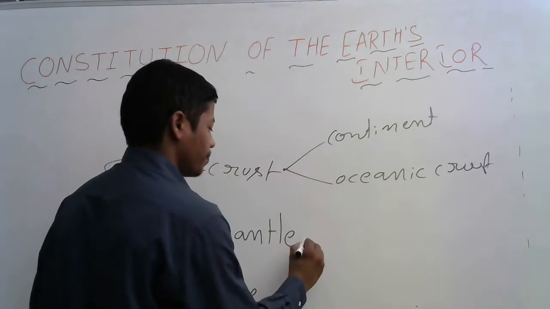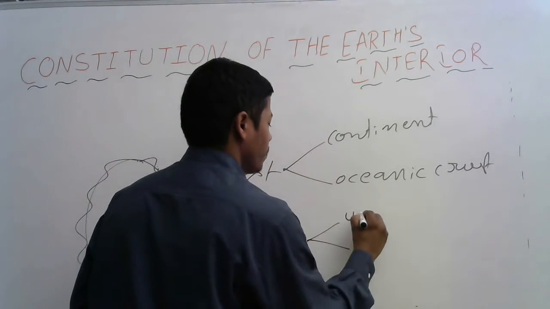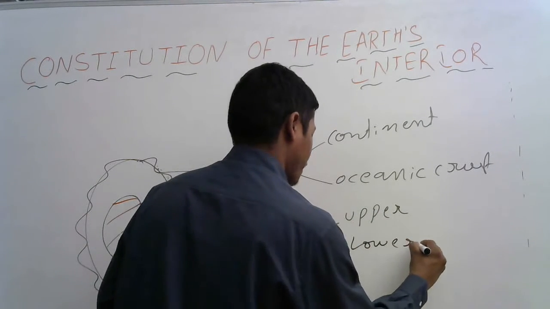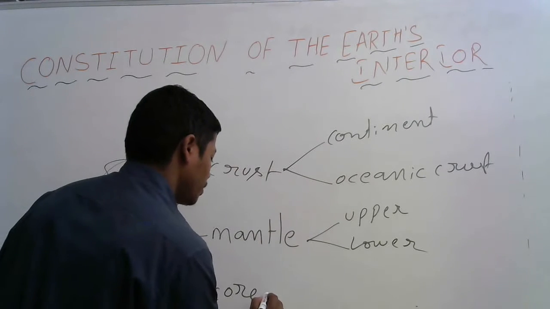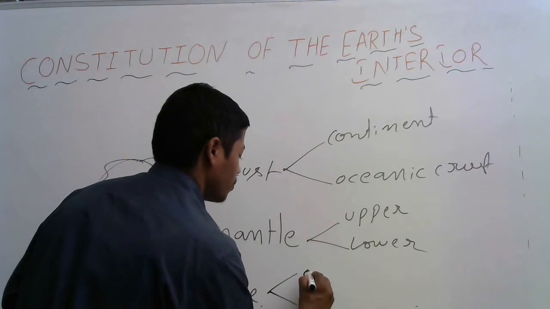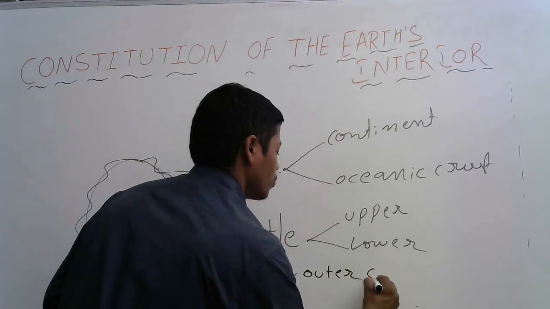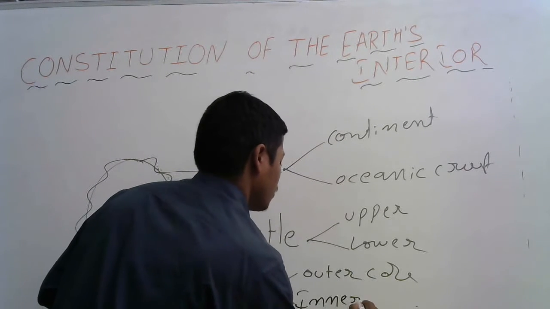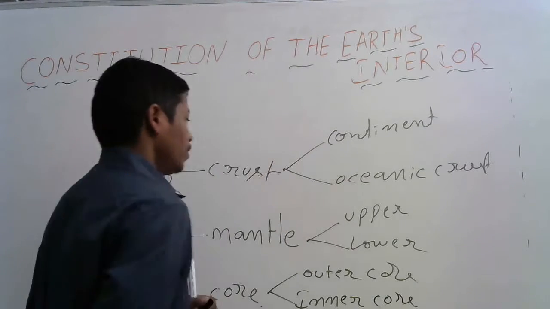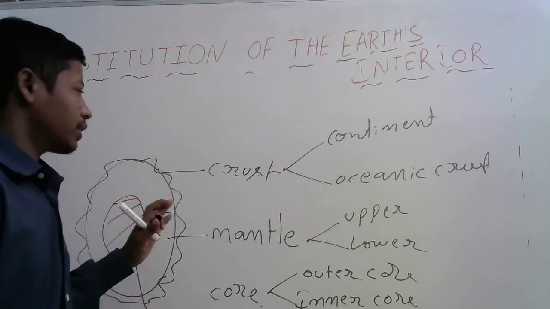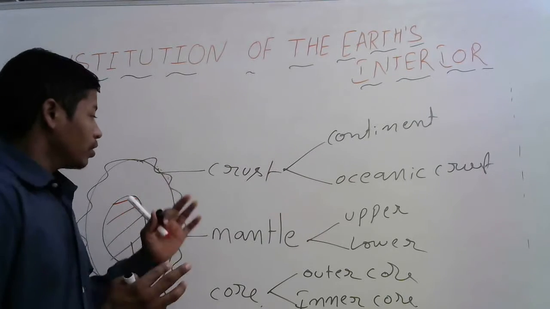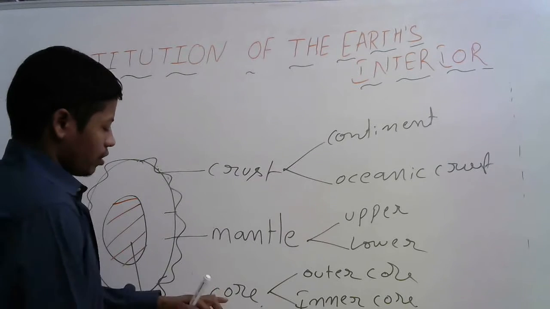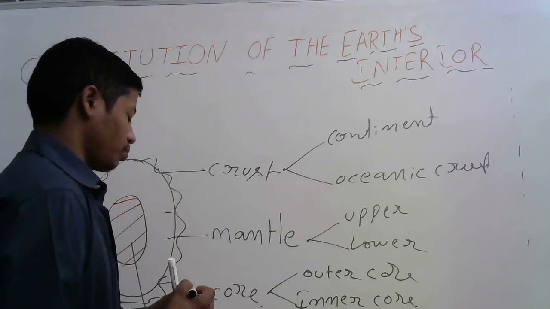Mantle is of two types, upper mantle and lower mantle. Again, core is of two types, outer core and inner core. We know the basic structure. Earth contains three layers. The first layer is the crust, the second layer is the mantle, and the last layer is the core.